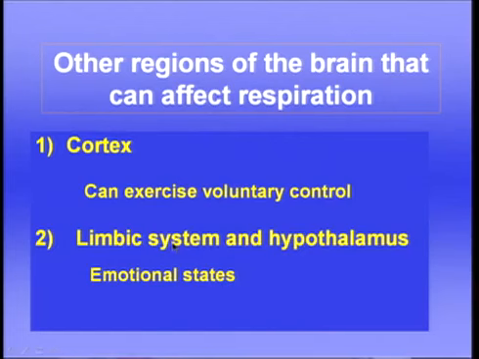In addition to that, there is the limbic system and the hypothalamus, and these have to do with emotional states, and we're all familiar with the fact that someone who is very excited or is very afraid, or something like that, will change their ventilatory pattern, and that's because of input from these other systems. So that's all I need to say, I think, about the central pattern generator, the respiratory control system, and the central pattern generator in the brain.